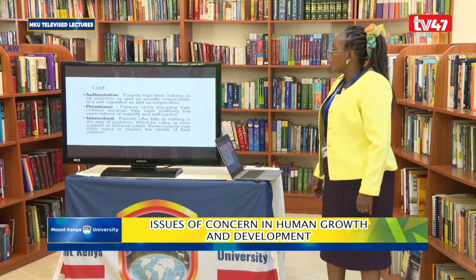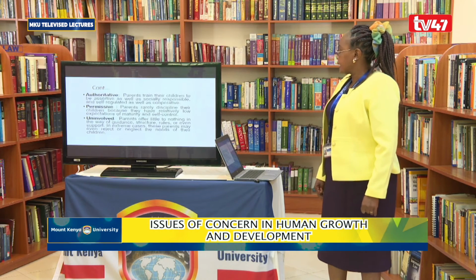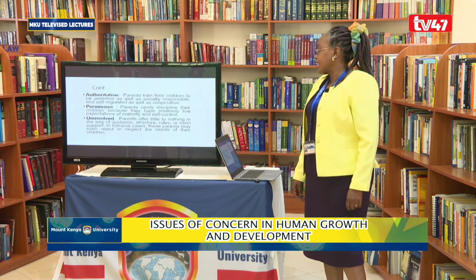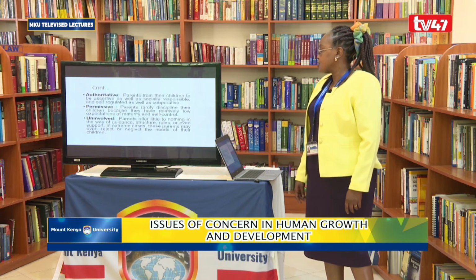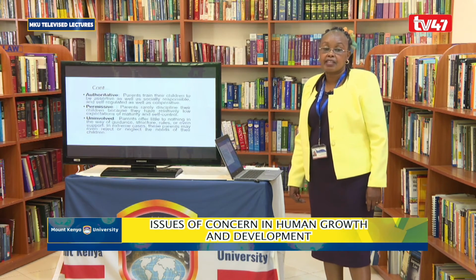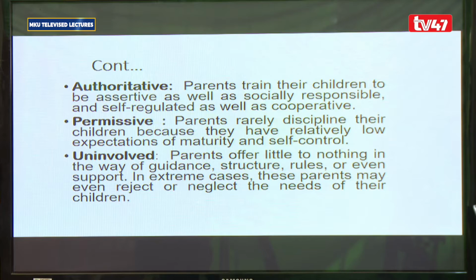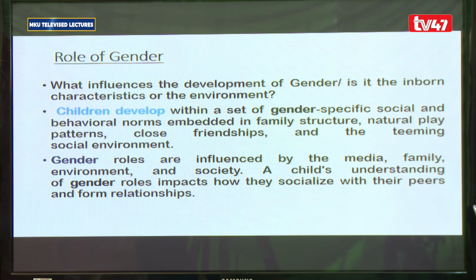The other one is uninvolved. And this is where the parents offer little or nothing by way of guidance, structure, rules, and even support. Sometimes they neglect the needs of their children. And these children will be there in your classroom. So you have to understand that the way the child is brought up forms their culture. And once this culture has been shaped, you'll be able to see the differences in terms of the development of your learners in the classroom.